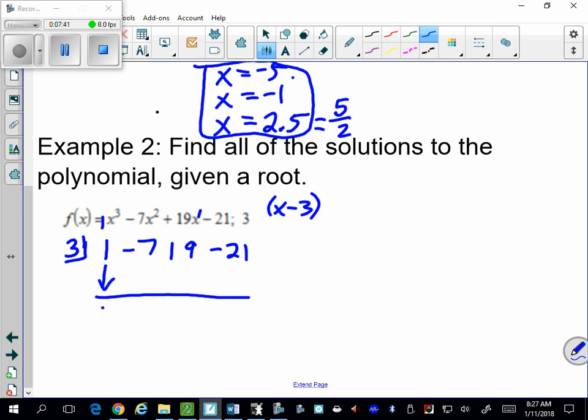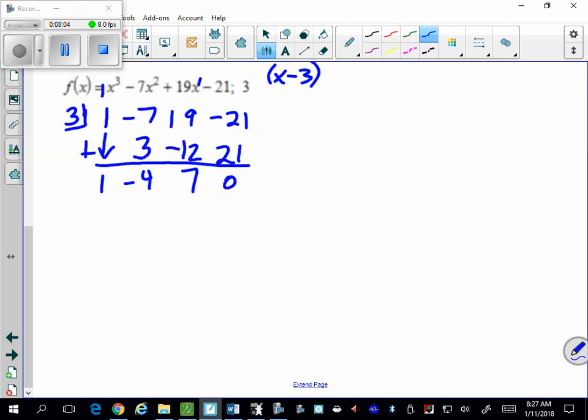Multiply. 3 times 1 is 3. Remember, we're adding here, so now it's just adding vertically. -7 plus 3 is -4. 3 times -4 is -12. 19 plus -12 is 7. 3 times 7 is 21. -21 plus 21 is 0. Remember, your remainder should always be 0 here. If it's not, something's probably wrong.